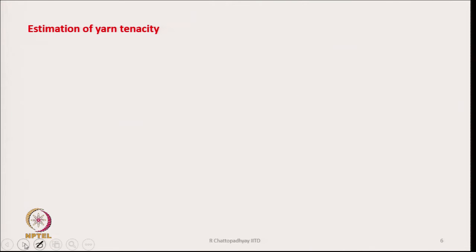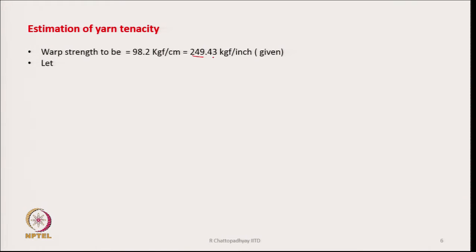and what should be the EPI and PPI. So, warp strength has been given in terms of kg force per centimeter, that is 98.2 kg force per centimeter, which is equivalent to 249.43, that is almost 250 kg force per inch. So, this is the value which has been given and we have to meet this requirement.